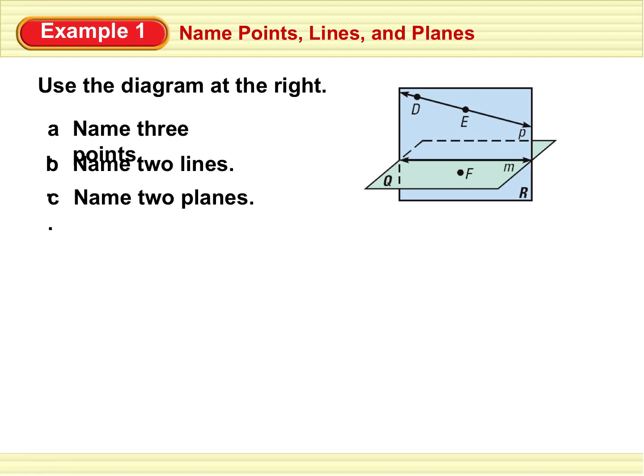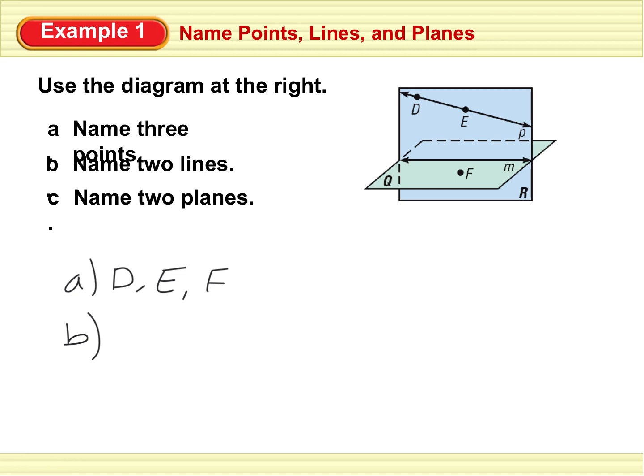So, with that being said, name 3 points that are on this diagram. Any 3 points. D, E, and F are the points on that diagram. What I write down, you write down.